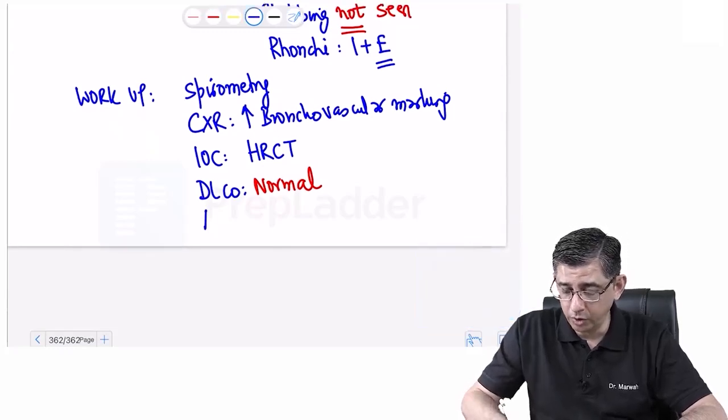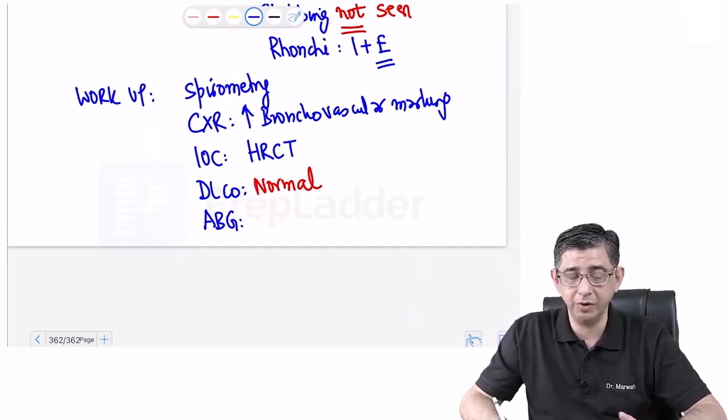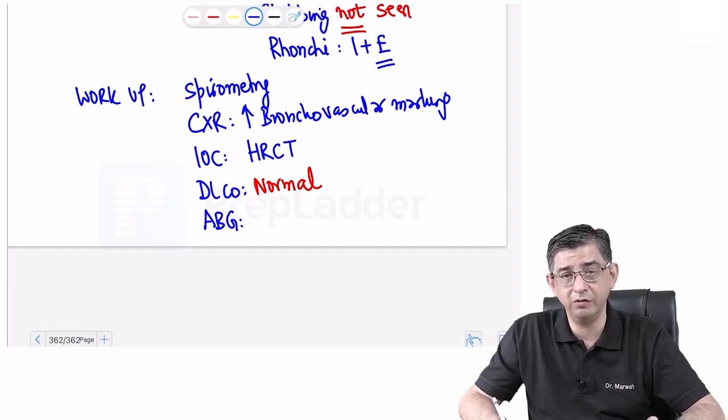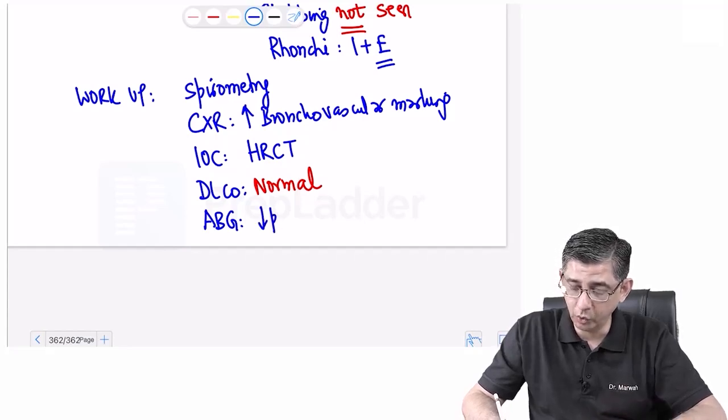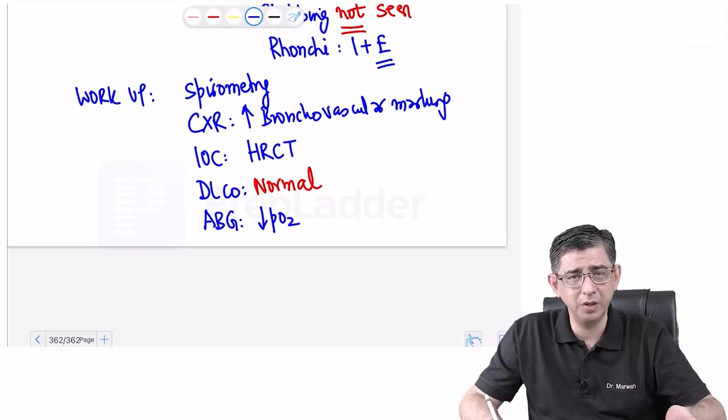We routinely do not do ABG in patients. We do ABG only if there is an exacerbation and the person is admitted and I think that he will require ventilatory support. That's when I'm going to do an ABG. But still, because this is an academic class, I can say that PO2 of this patient will be less. I have a pulse oximeter. I will check SpO2 by pulse oximeter. I don't need to do an ABG.